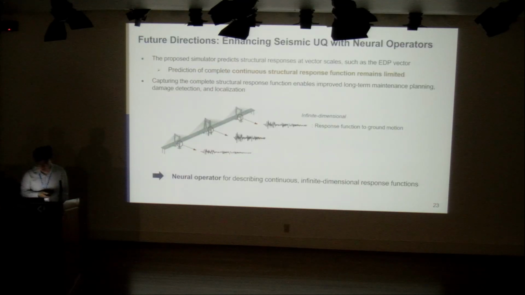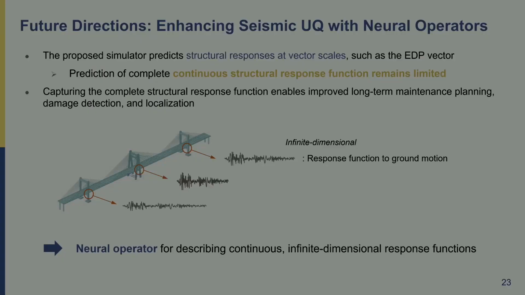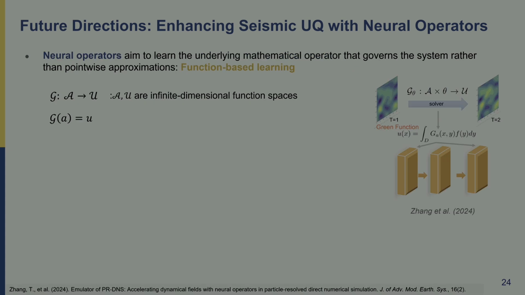I also want to wrap up my presentation by introducing one of the promising future directions for seismic UQ analysis. The currently proposed simulator model can predict the structural response at a vector scale, such as the EDP vector. However, the prediction of complete continuous structural response functions remains limited. So neural operators can be a good option for predicting the continuous response function.